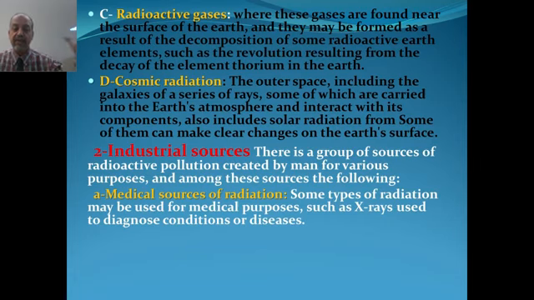We receive rays every day from outer space, including the galaxies and everything around our solar system. A series of rays, some of which are carried into the Earth's atmosphere and interact with its components. Some of them, like solar radiation, can make clear changes on the Earth's surface. You may have heard about cosmic radiation.